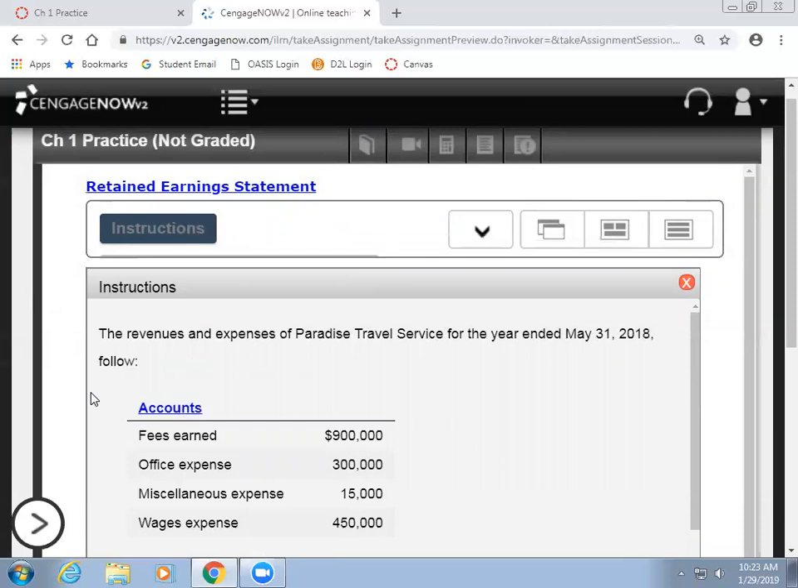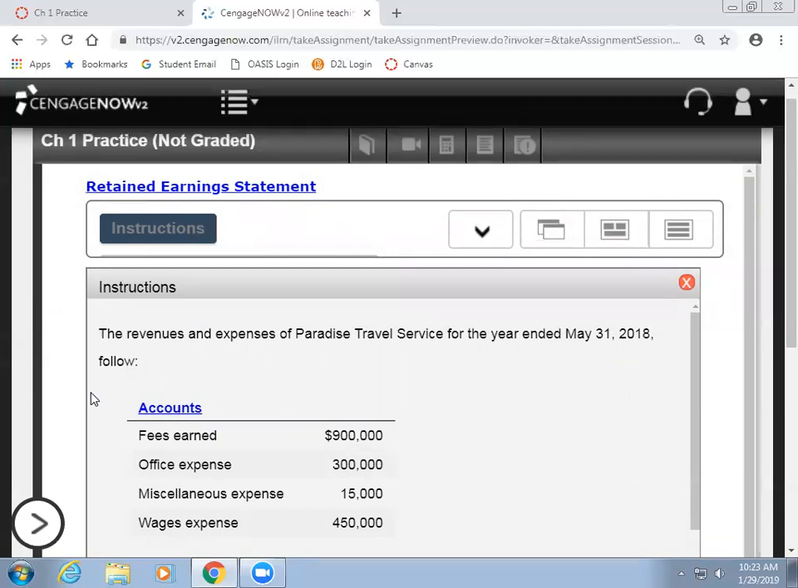This next one, we're doing a retained earnings statement. So this statement reports on our retained earnings. Just like when we were talking about calculating retained earnings, that's what this statement reflects. So retained earnings is always beginning retained earnings plus net income minus dividends. That's your formula. So that's what our retained earnings statement is going to report.